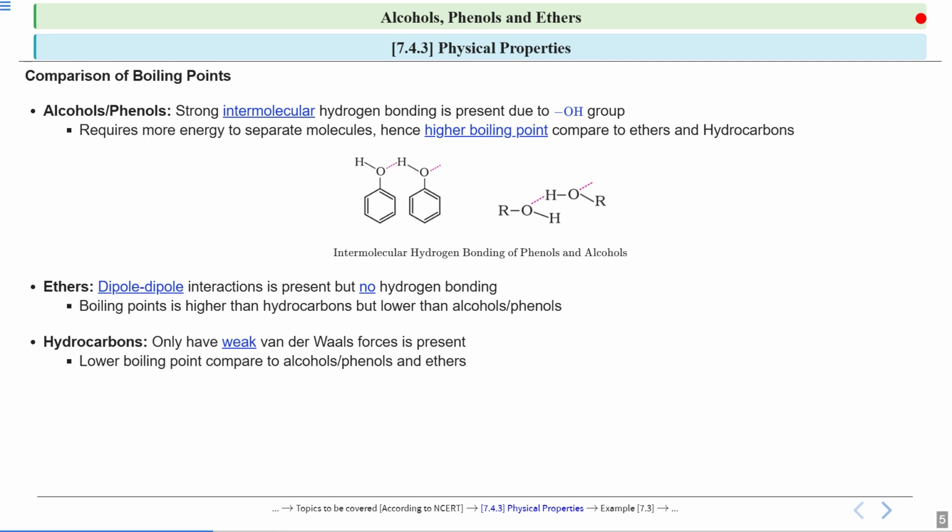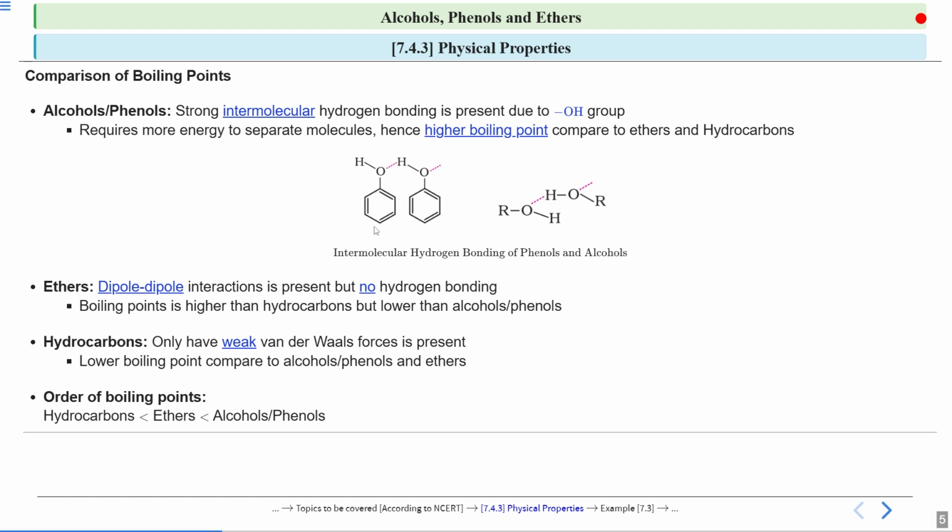So here we compare the boiling points of alcohols, phenols, ethers and hydrocarbons. But in the case of phenols, you have this benzene ring. Because of this benzene ring, phenols have a lower boiling point as compared to alcohols. If I compare the order of boiling points, then alcohols and phenols have the highest boiling point, then comes the ether, and then comes the hydrocarbons.